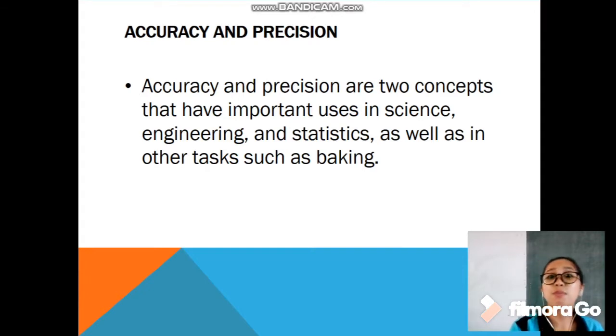These are two concepts that have important uses in science, engineering, and statistics, as well as in other tasks such as baking. We need to be accurate. We need to be precise because what's the use of measurements being inaccurate? That's why in laboratories and experiments we need to have many trials. And we're going to evaluate if the results are accurate or precise or imprecise, but nearly accurate. In research, this is a very important topic to be understood, okay?